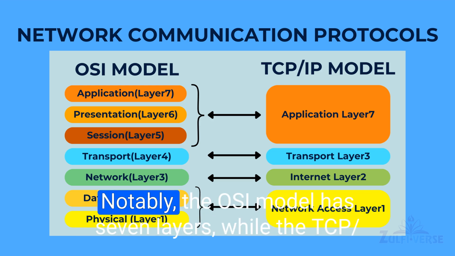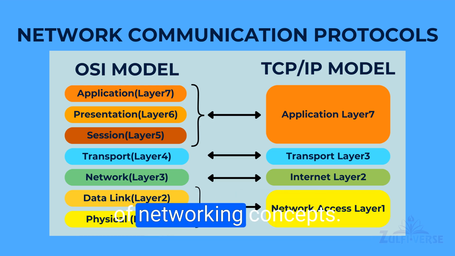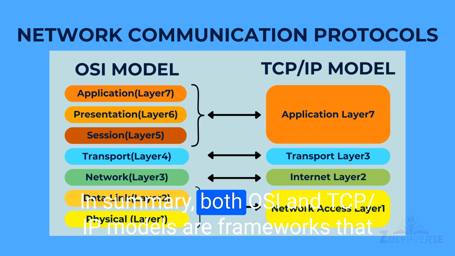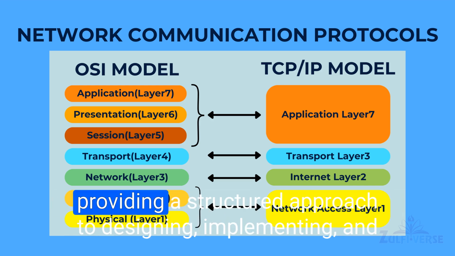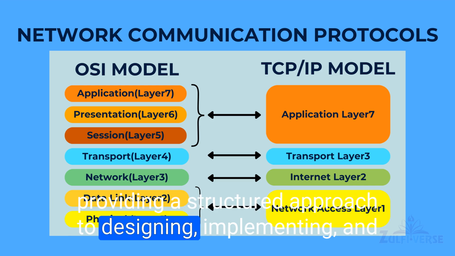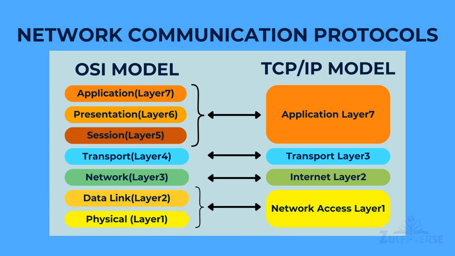Notably, the OSI model has 7 layers, while the TCP/IP model has 4 layers, simplifying the understanding of networking concepts. In summary, both OSI and TCP/IP models are frameworks that categorize and organize the protocols used for network communication, providing a structured approach to designing, implementing, and troubleshooting computer networks.